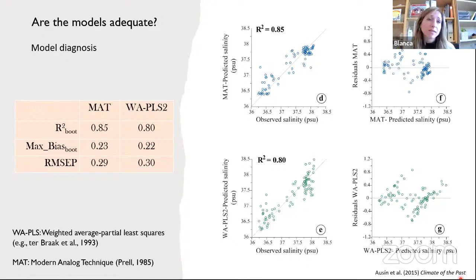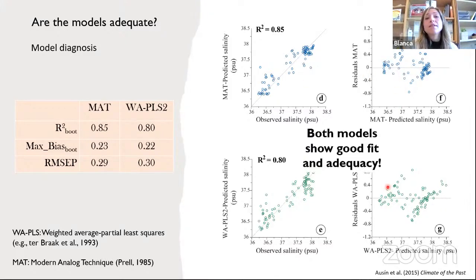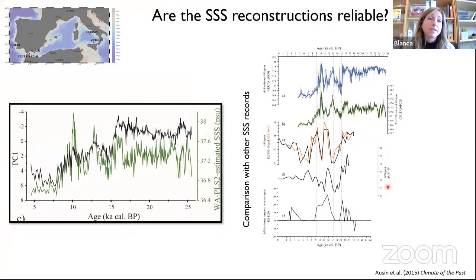1-to-1 line that indicates perfect prediction. And also the residuals are distributed around 0 and show no apparent pattern. So they indicate that both models show good fit and adequacy. In the end, we ended up using the weighted average partial least squares to perform our sea surface salinity reconstruction.